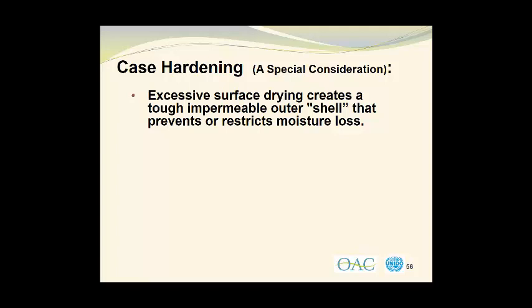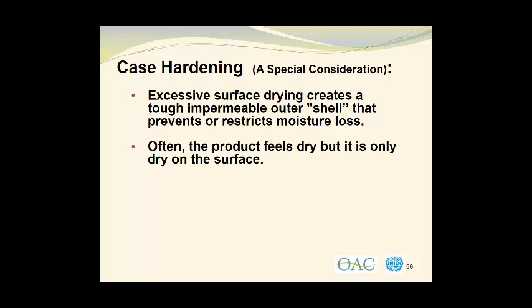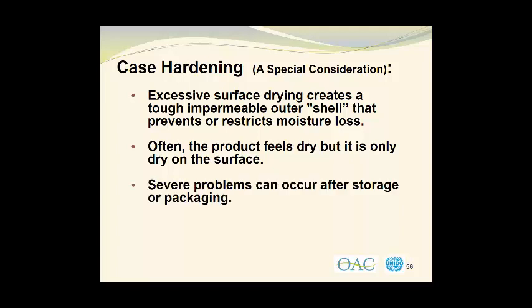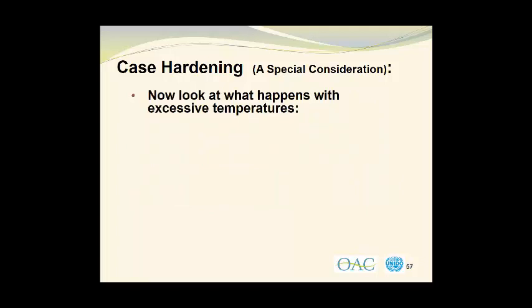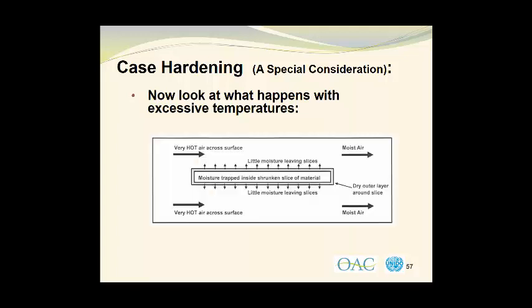When we use extremely high temperatures, we can get excessive surface drying that will create a tough, impermeable outer shell that prevents or restricts moisture loss. Often the product feels dry, but it is only dry on the surface. Severe problems can occur after storage or packaging. So let's take a look at what happens now when we dry using excessively high temperatures.